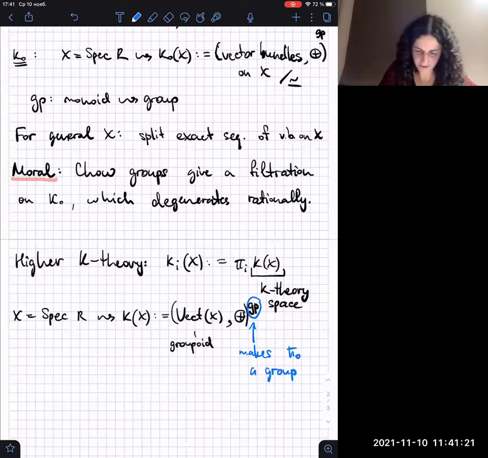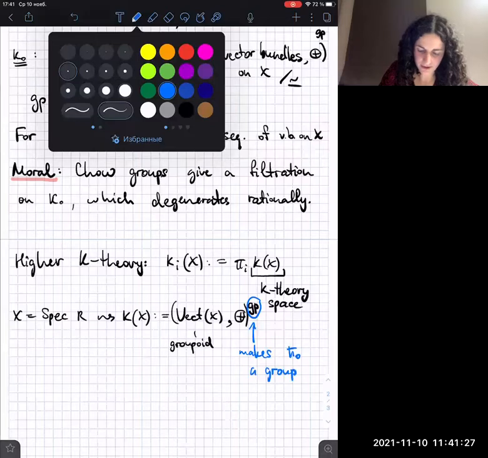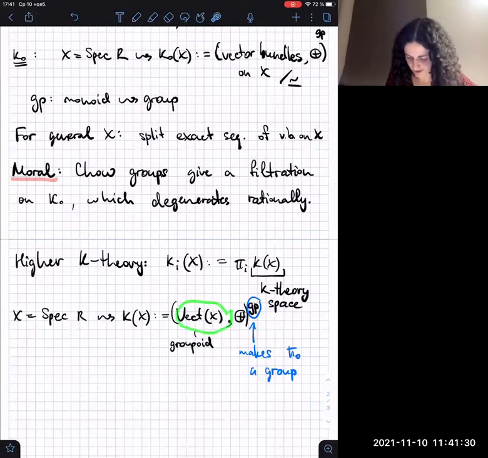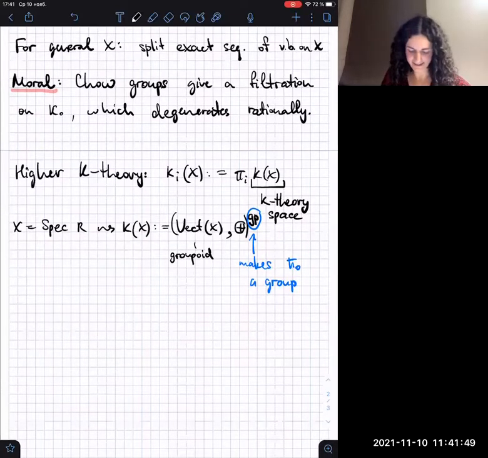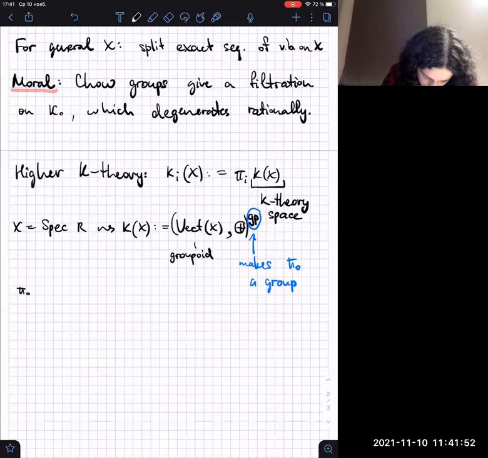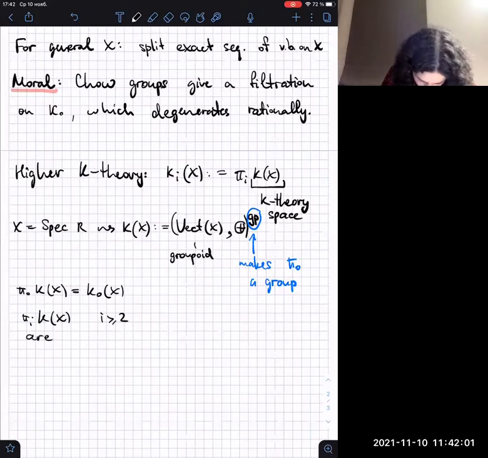So basically, this is an abstract definition which on the pi_0 level coincides with what we have seen before, because pi_0 of this groupoid is literally vector bundles up to isomorphism. So this operation will make pi_0 into K_0, and it will do complete chaos on higher homotopy groups. But that's a cheap way to define K-theory groups. So let me say that pi_0 K equals K_0, and pi_i K, for i at least one, are chaotic. And we are spending our lives trying to understand them.